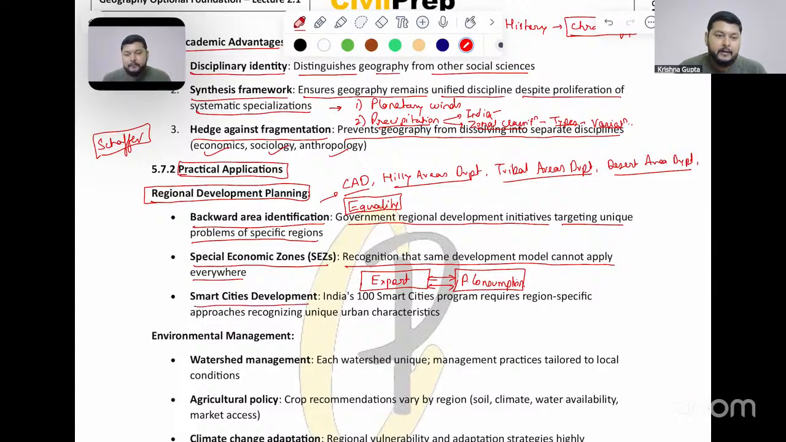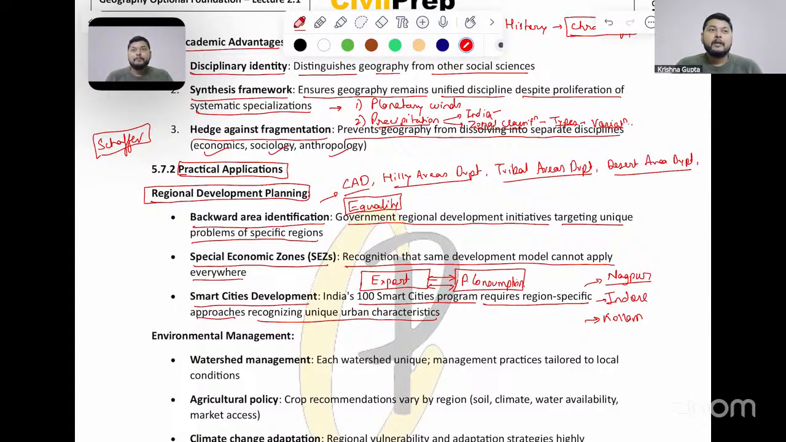Then smart cities development. India has already taken up the 100 smart cities program, which requires region-specific approaches recognizing the unique urban characteristics of those regions. For example, I'm living in Nagpur. Nagpur is one of the smart cities and it has a very different approach for the development of the city as per the requirement of the local population here. Indore also has different characteristics of development. If I go to a coastal city like Kollam, it has different demands: the agricultural pattern, economic activities, tradition, culture, public policies and administration are quite different there compared to Indore and Nagpur.